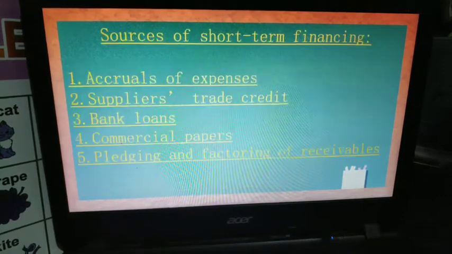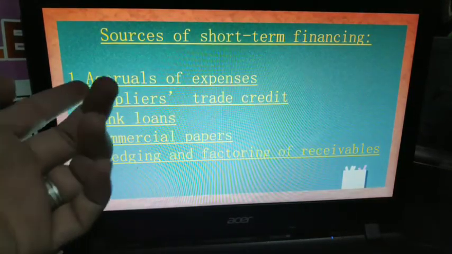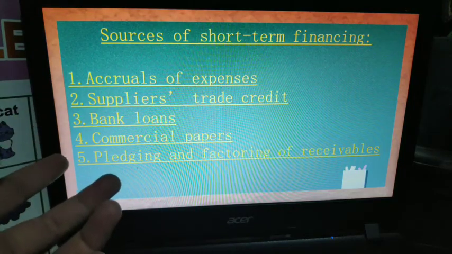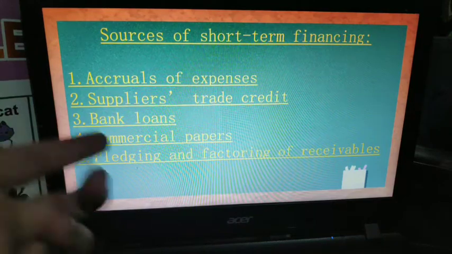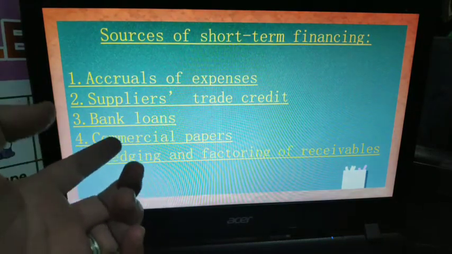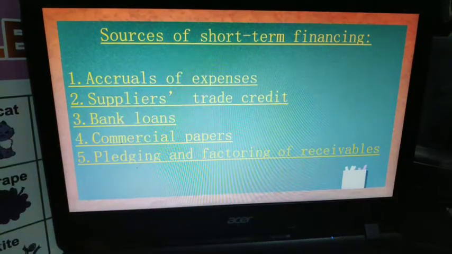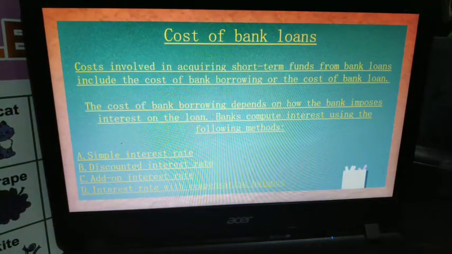We will not discuss the accruals of expenses, the suppliers' trade credit, commercial papers, pledging, and factoring of receivables, because according to the MELCs given by the DepEd, we are to focus only on the topic bank loans. So, cost of bank loans.